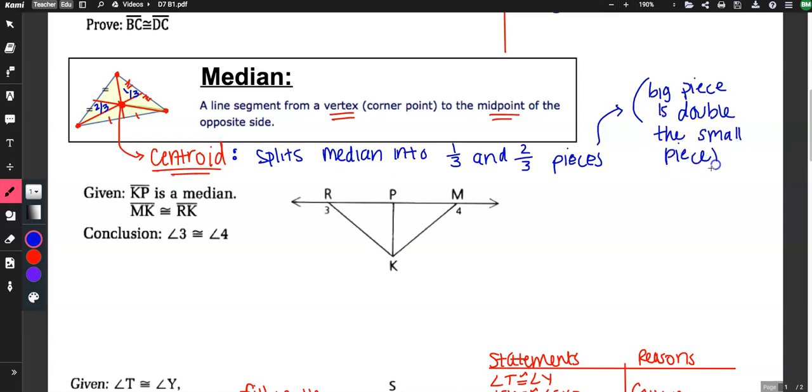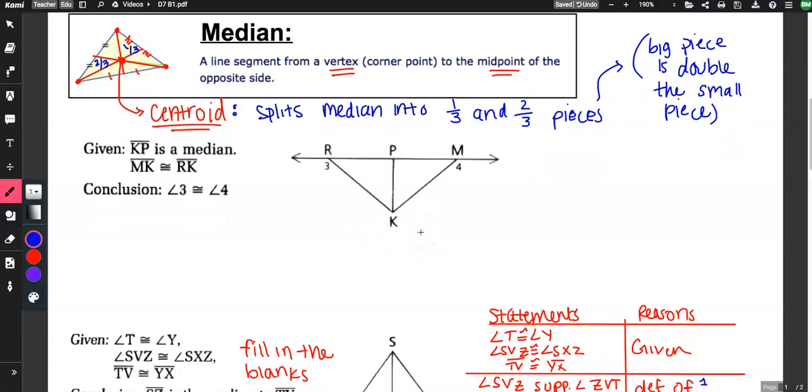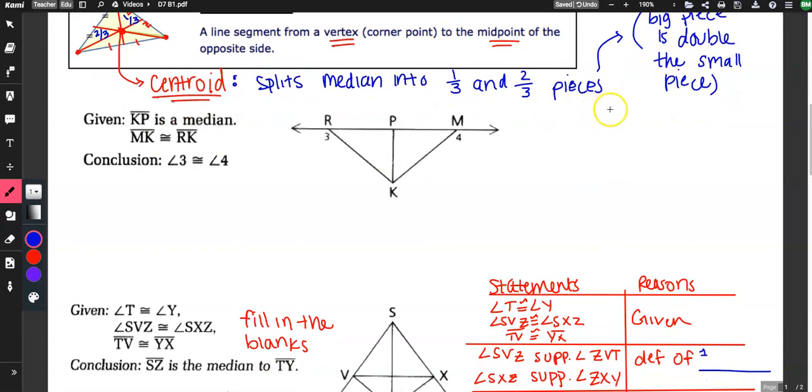Okay, and we'll do some work with that on a practice worksheet. So the centroid splits it into these proportional pieces. Okay, so let's look at a proof here. Here's my T-chart. You're going to do some fill in the blank on the next one. That's why it's already kind of written out.